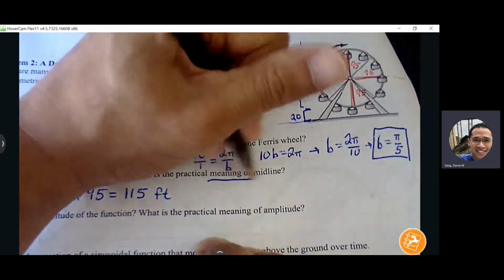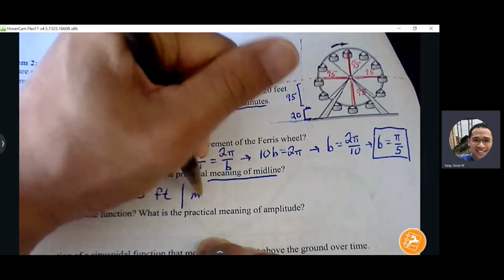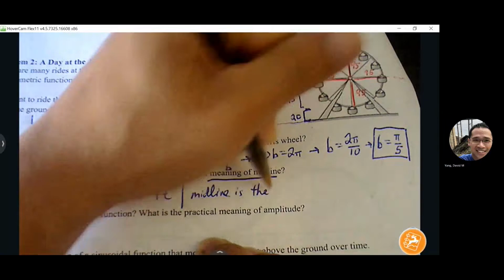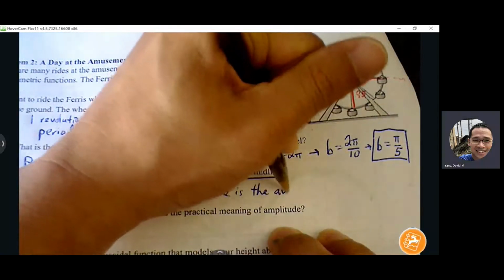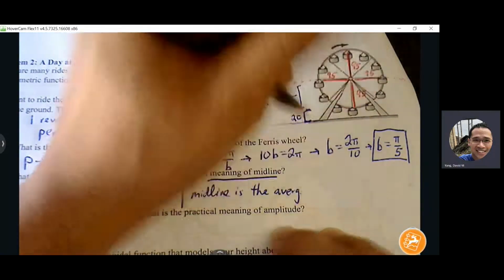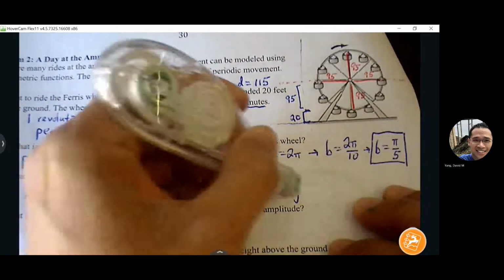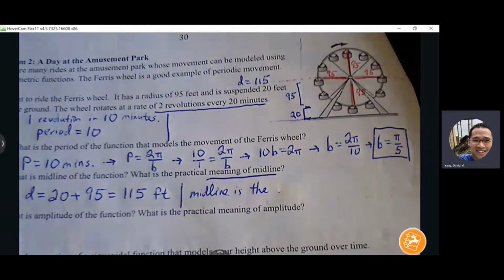So what is the practical meaning of the midline? Let's say midline is the average, or we can say middle, but we can also call it the average height during the ride. Another way of saying the middle of the ride.